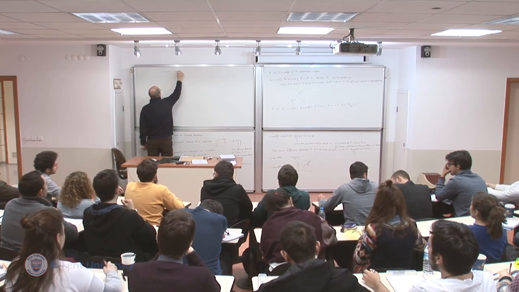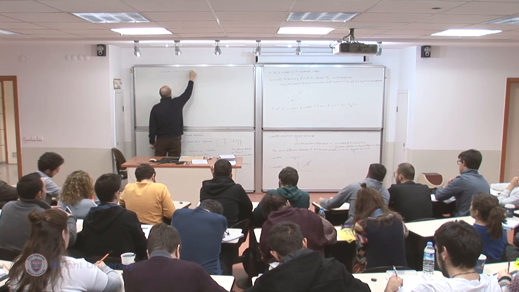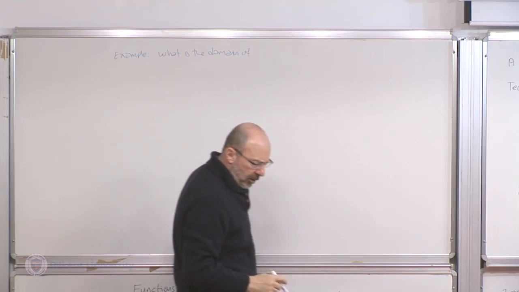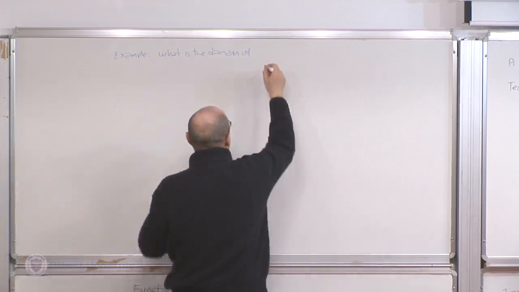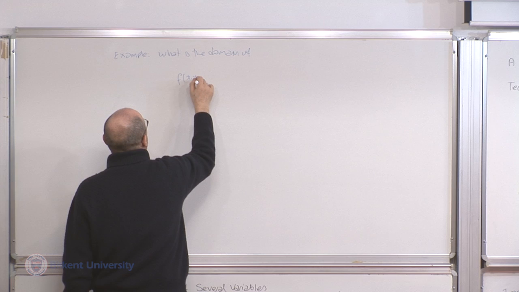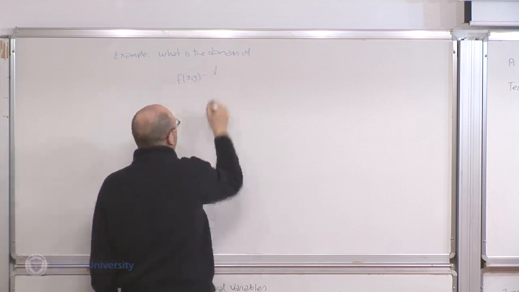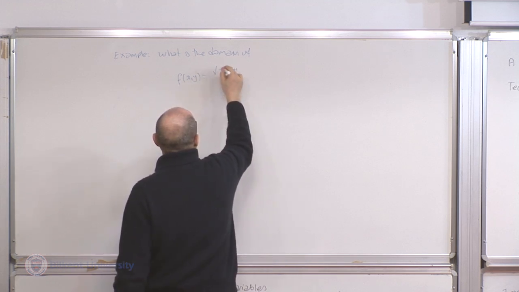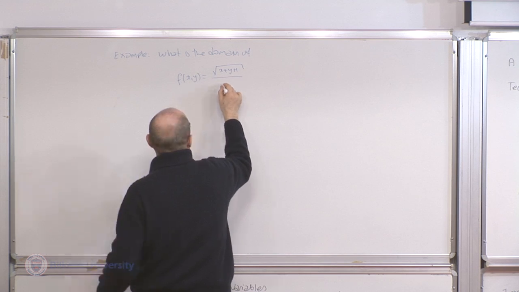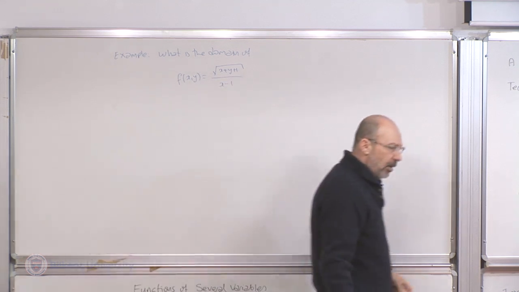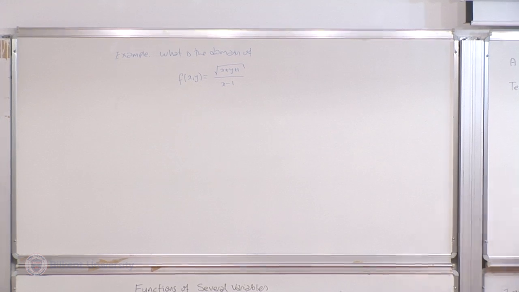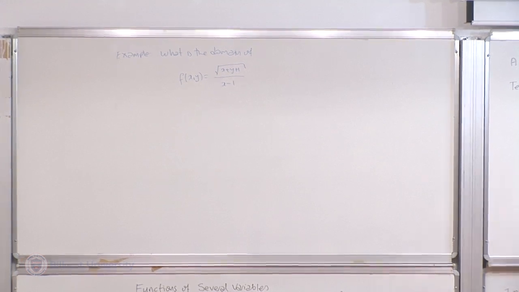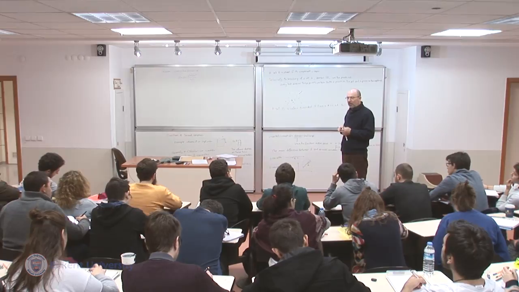What is the domain of f of x and y equal to the square root of x plus y plus 1 divided by x minus 1? This is from the book. You see the idea is simple. Here we'll find the set of all x, y so that inside the square root it will be non-negative, and x minus 1 should be non-zero.